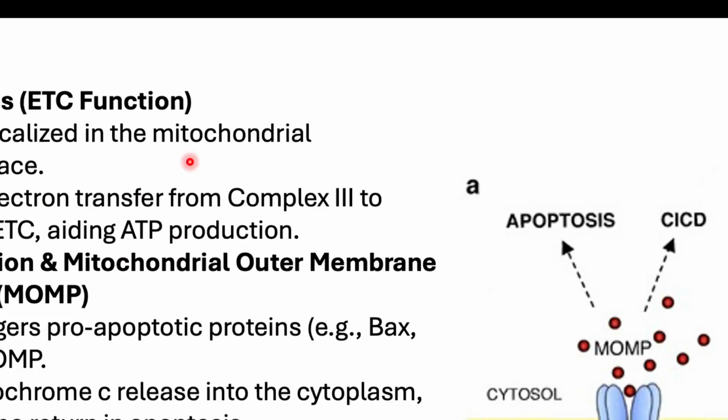Apoptosis activation and mitochondrial outer membrane permeabilization. What happens in apoptosis? A phenomenon happens which is called MOMP, mitochondrial outer membrane permeabilization. The outer membrane of mitochondria gets permeabilized. Cellular stress triggers pro-apoptotic proteins BAX and BAK, leading to MOMP. MOMP causes cytochrome C release into the cytoplasm, marking a point of no return in apoptosis. So once there is MOMP and cytochrome C is exposed outside in the cytoplasm, there is no return for the cell.